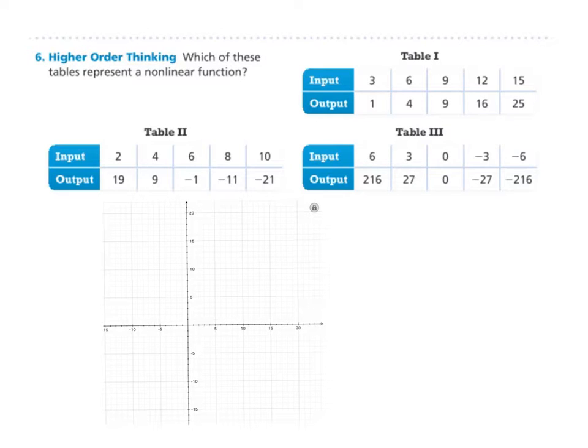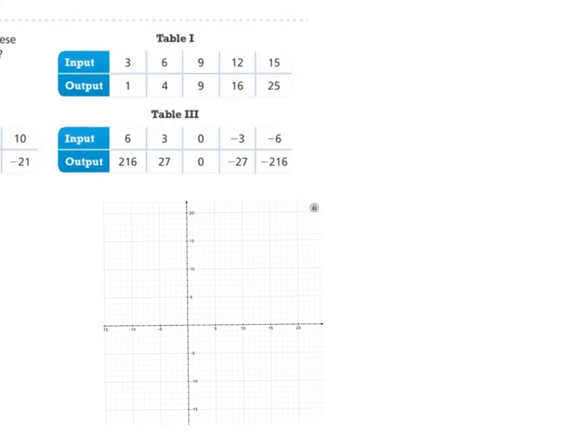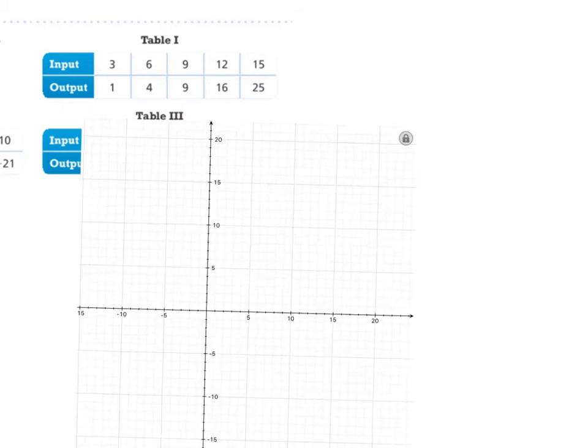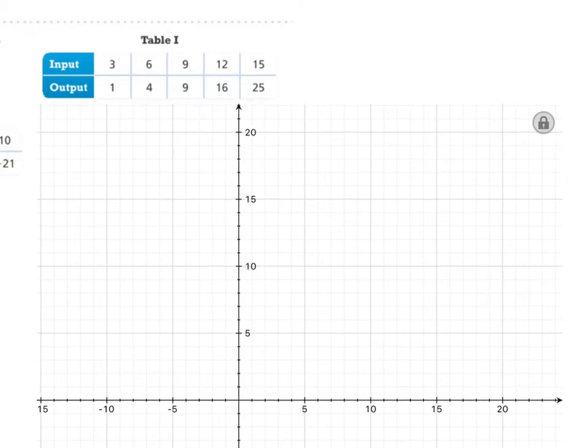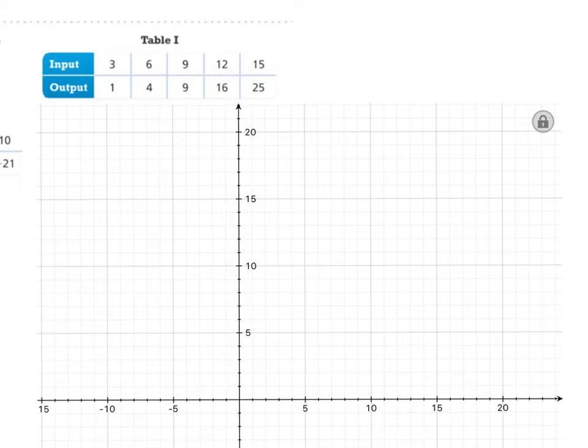Number 6 is asking which of these tables represent a nonlinear function. So nonlinear means it's not a straight line. So if we look at table 1, what we would want to do, probably the easiest way to tell if this is linear or nonlinear would be to graph the points. So input is like our x and output is like our y. So we graph the points here.